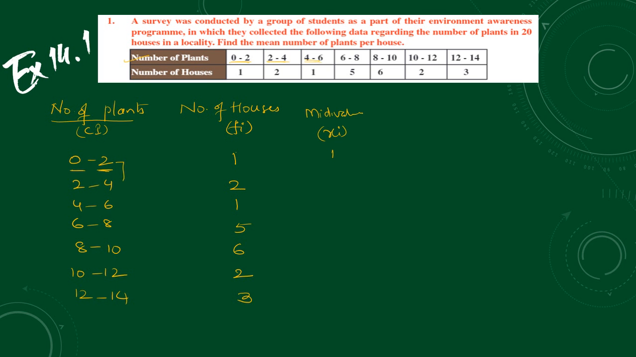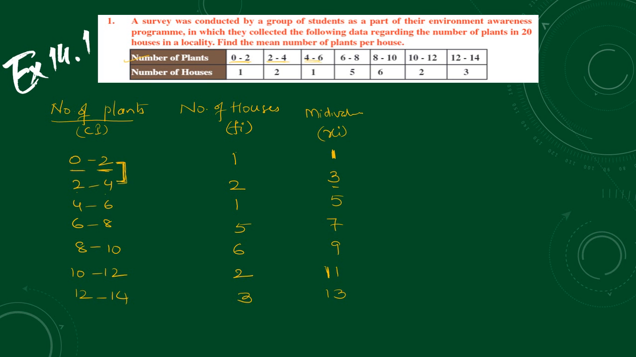Next, what is the height of this class? It is the difference between two consecutive upper limits or two consecutive lower limits. What is the difference between 2 and 4? It is 2. So the height is 2, add 2 to this. Then the mid values are 1, 3, 5, 7, 9, 11, 13. There is no need to take the average of each one. Just add the class height to the first mid value you have obtained, and you will get the remaining. If you want, you can check: 2 plus 4 is 6, 6 by 2 is 3. Likewise we get it.